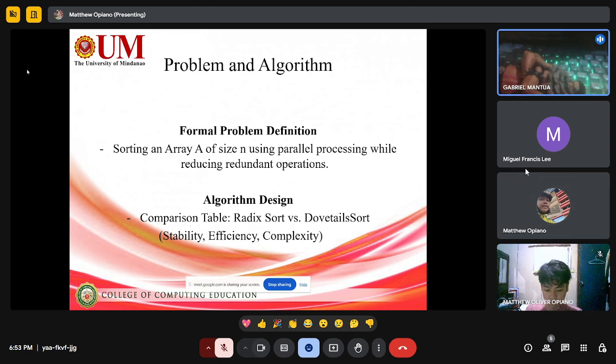So, for the problem and algorithm, formally the problem is to sort an array A of size n using parallel processing while avoiding redundant operations. We compared radix sort and dovetail sort across various metrics such as stability, efficiency, and time complexity.